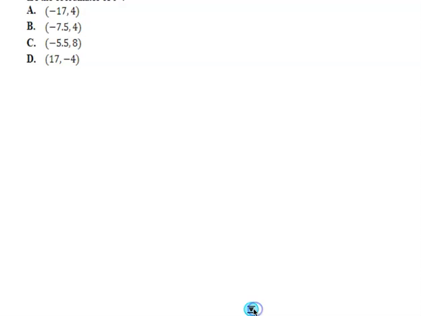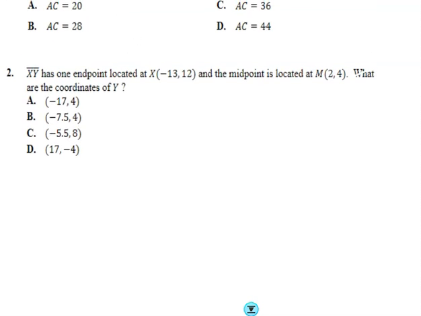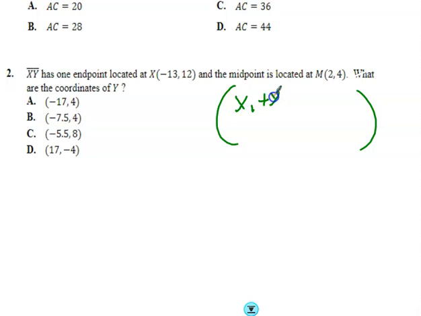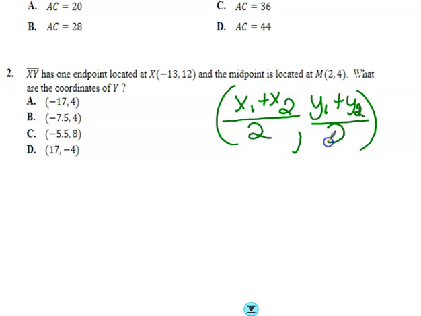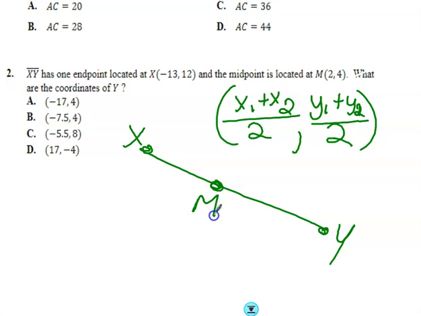All right, number 2. This is about midpoint. So midpoint's rule is you are adding the x values together, dividing by 2. You're adding the y values and dividing by 2, and you're finding the midpoint. So if x and y are over here, the midpoint is halfway there. Okay, so we know that x is negative 13, 12, and we know that m is 2, 4.